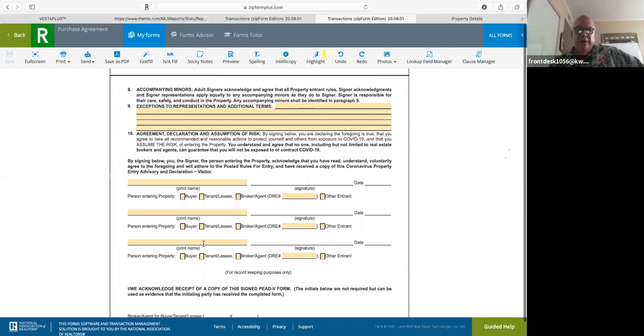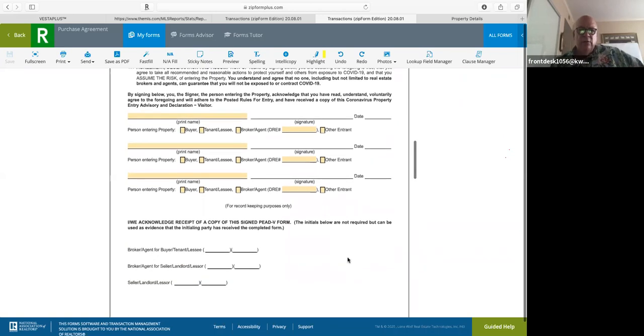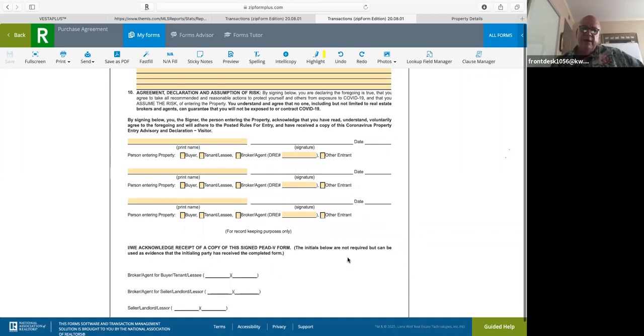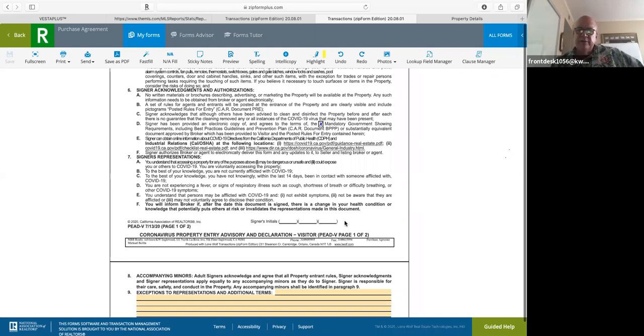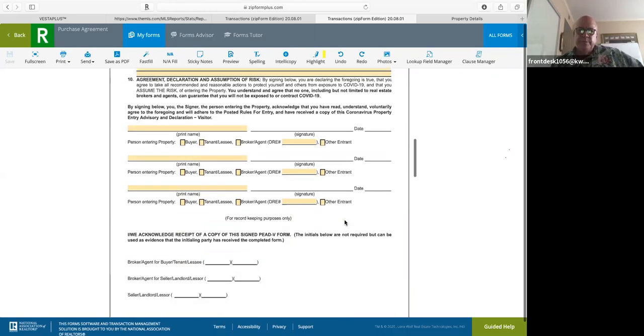Then under here, you're going to put your name, and you're going to click broker agent and put your DRE number. Then when you send it out for e-sign, all parties are going to initial here. Each buyer and you will sign here. And then down here it says broker agent for the buyer tenant. There will be a box here, and you don't have to have me initial it. You sign it, you initial it as the agent.